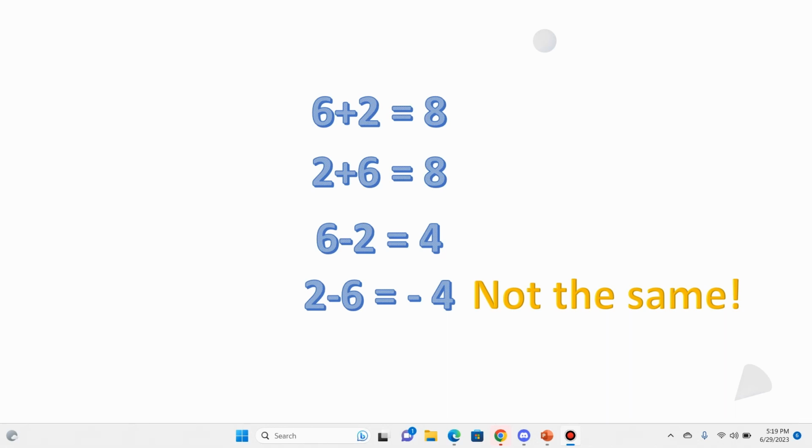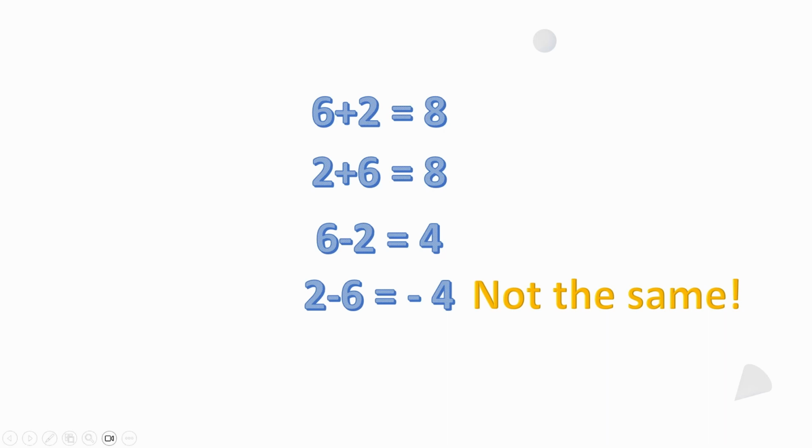Now with addition, you can take 6 plus 2 equals 8. Then you can reverse it and say 2 plus 6 equals 8. Now, with subtraction, you can't do that. 6 minus 2 is 4, but 2 minus 6 is -4.